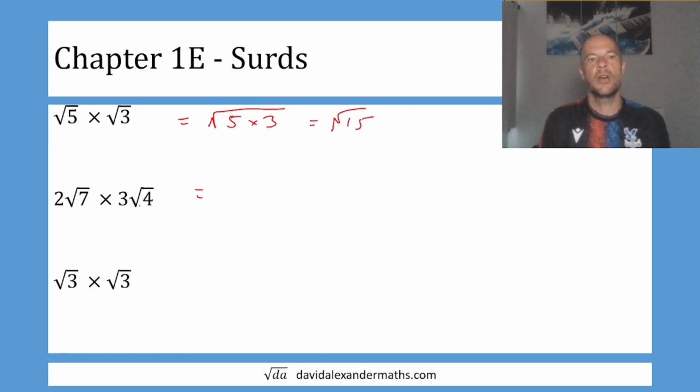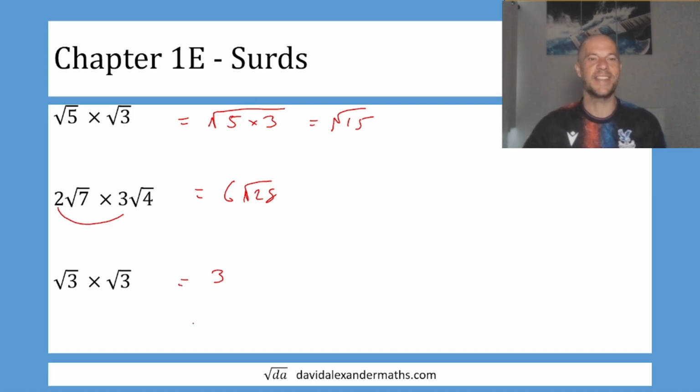Easy peasy. When there's a number in front of the surd, let's deal with these first. 2 3s are 6. Root 7 times root 4 is root 28. Root 3 times root 3, it always annoys me when my students struggle with this and they go root 9 and then they forget to simplify it. Root 3 times root 3 is 3 because this is root 3 squared, and square rooting is the opposite of squaring, so they'll cancel out, just leaving you with a 3. Root 3 times root 3 is 3. Root 5 times root 5 is 5. Root 11 times root 11 is 11.